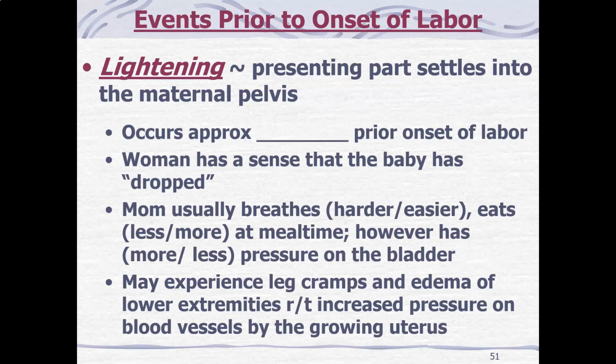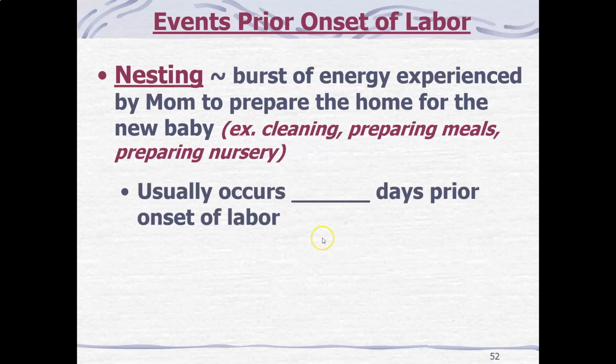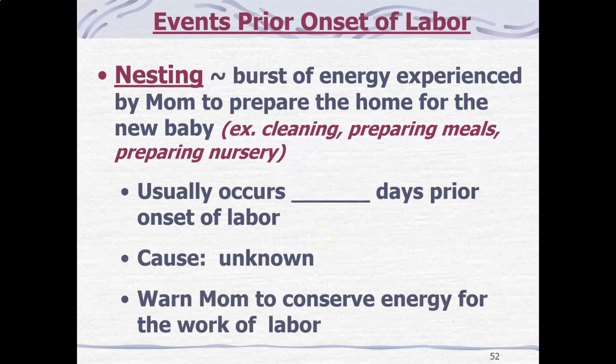She's also going to have more pressure on the bladder, so she's going to the bathroom a lot more. She may experience leg cramps and edema of the lower extremities related to the increased pressure on the blood vessels by the growing uterus. Then we have nesting. This is the burst of energy experienced by the mom to prepare the home for the new baby. She will do lots of deep cleaning, preparing meals, and preparing the nursery. This usually occurs 1 to 2 days prior to the onset of labor, or even a week or so before labor. The cause of this is unknown, but you want to warn the mom to be sure she's conserving enough energy for the actual work of labor.